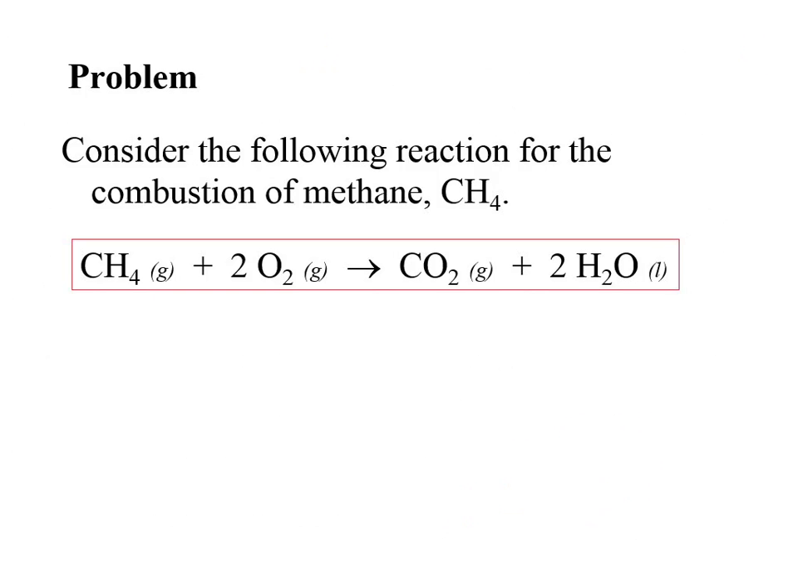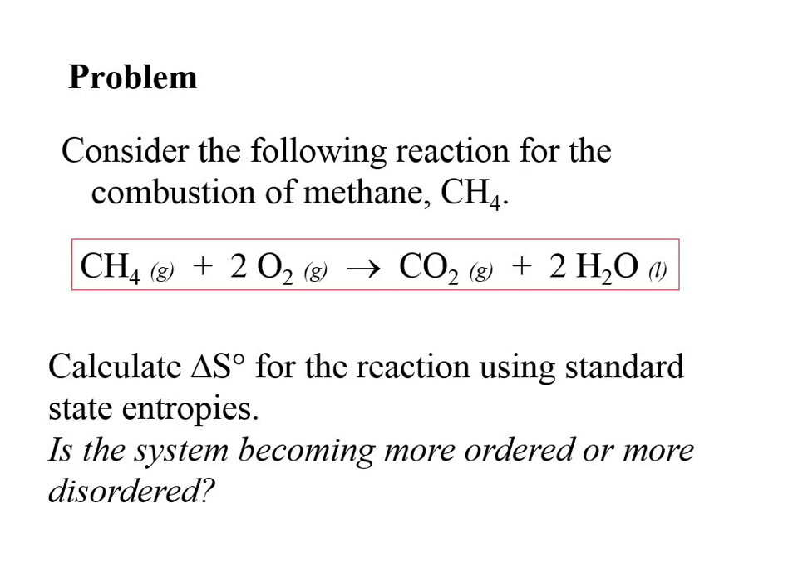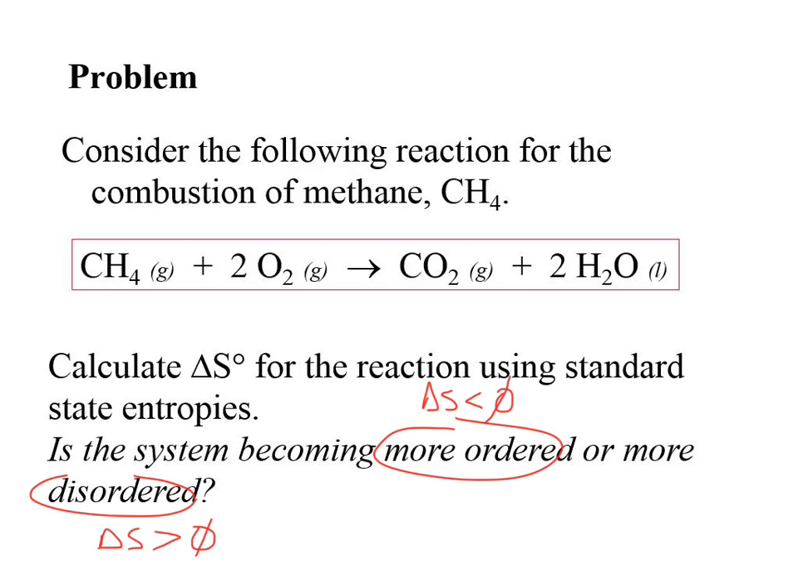So let's do this one right quick. We have 1 mole of methane reacting with 2 moles of O2 to form 1 mole of CO2 and 2 moles of H2O. And we can use that summation formula to knock out the entropies. Once we get a change in entropy, if the delta S is positive, it's creating disorder. If it's negative, it's creating order. So is the system becoming more ordered? We would look for delta S negative. If it's becoming disordered, we're going to look for delta S greater than 0.